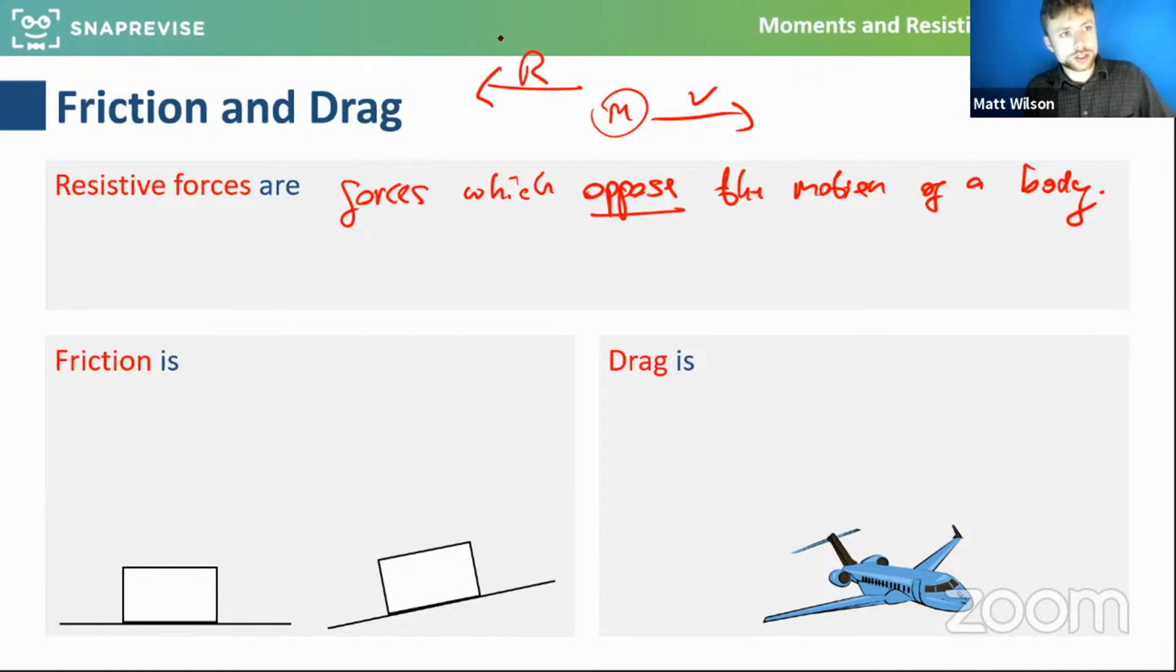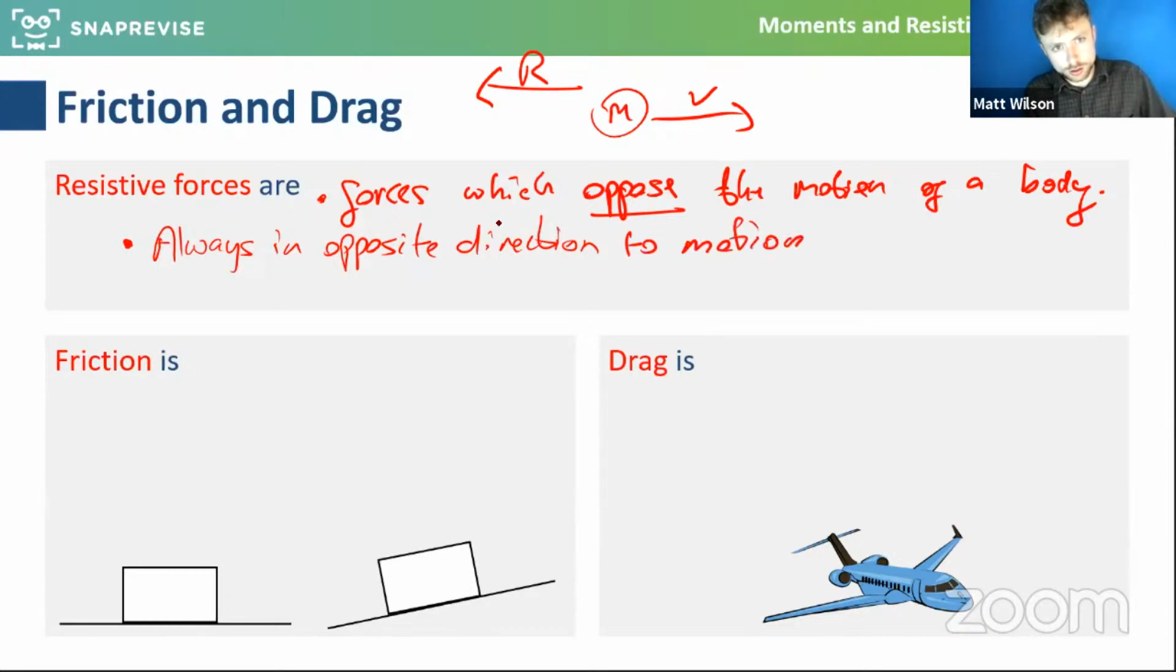Okay, so let's jot that down. That's an important point. So always in the opposite direction to motion. Kind of sounds like the first one. We often refer to them as causing a deceleration as opposed to causing an acceleration. So sometimes when a force is slowing something down, we say that that thing is decelerating instead.